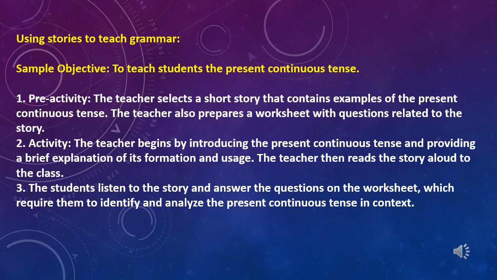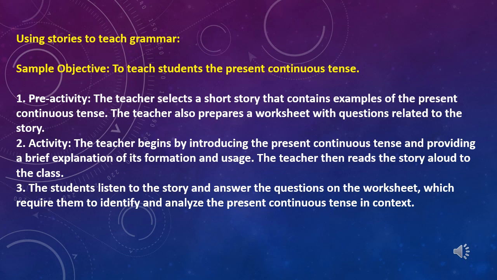Using stories to teach grammar. Sample objective: to teach students the present continuous tense. 1. Pre-activity: the teacher selects a short story that contains examples of the present continuous tense. The teacher also prepares a worksheet with questions related to the story. 2. Activity: the teacher begins by introducing the present continuous tense and providing a brief explanation of its formation and usage. The teacher then reads the story aloud to the class.